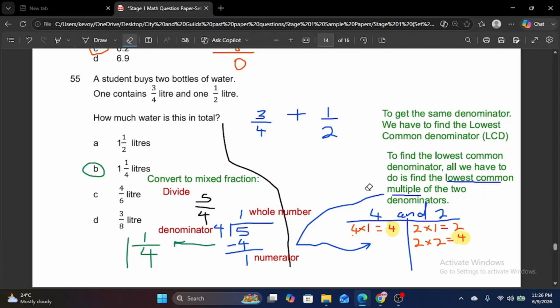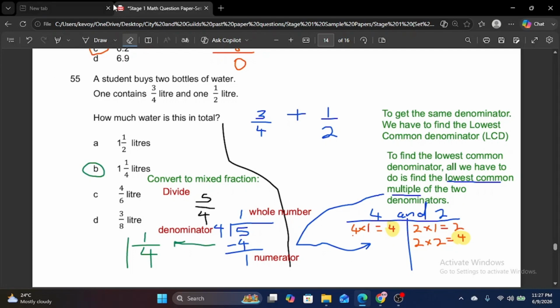In this case, we have 4 and 2. In the 4 times table, the first number is 4 times 1, that's 4. If we look at the 2 times table, the first number we see common between the 4 times table and the 2 times table is 4. Even though 2 times 1 is 2, which is not common with the 4 times table, 2 times 2 is 4. So that is the first number we have in common. This is how we find our common denominators, our common multiples.